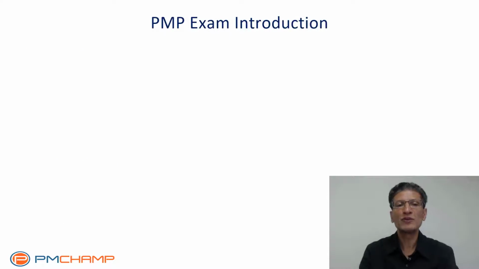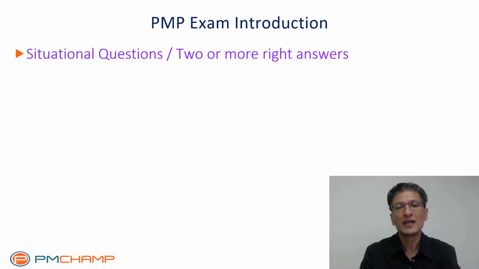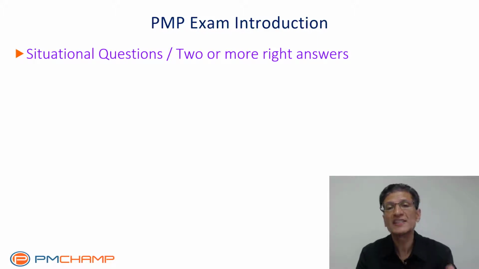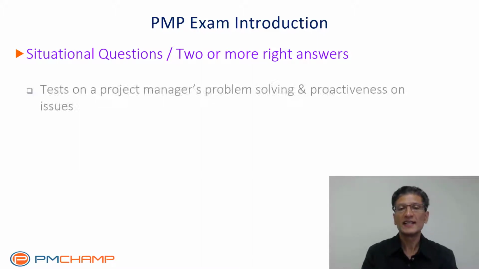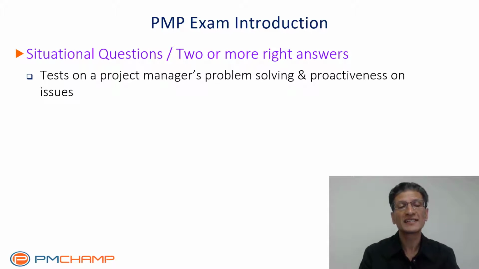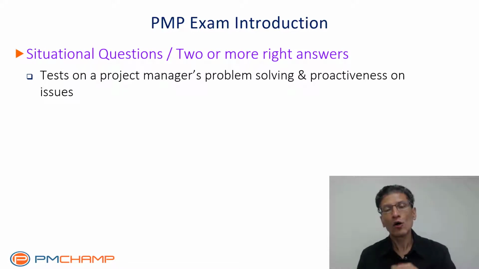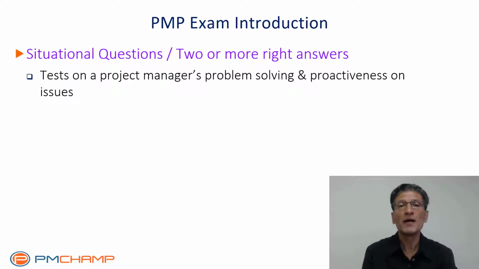The first type of questions you will get is situational questions. Here, in most cases, there will be two or more than two right answers. Such questions are testing how fast can you read, how fast can you make a decision. Do you know what is the correct order of making decisions? They will test on your problem solving skills. They will also test on your proactiveness. How proactive are you? Do you wait for the problem to happen and then you react, or are you able to preempt the problem by solving it beforehand? Let's look at a question so that we get a better idea.